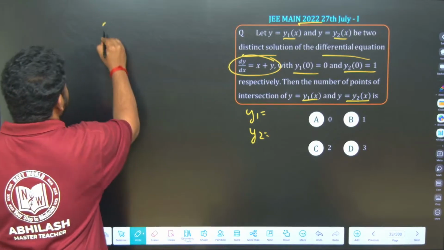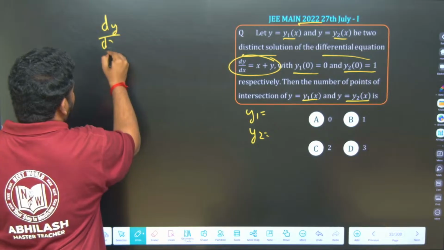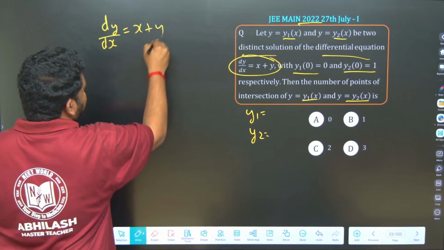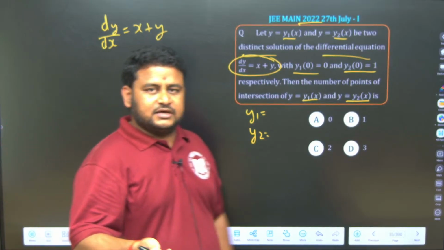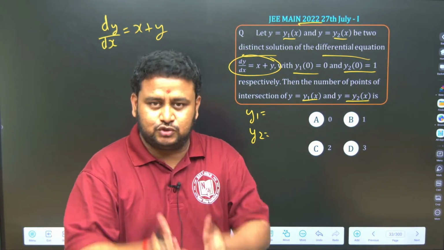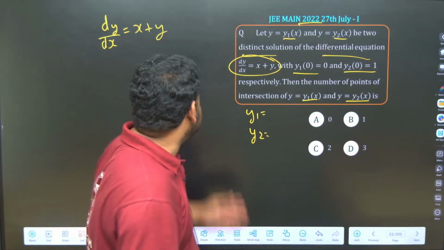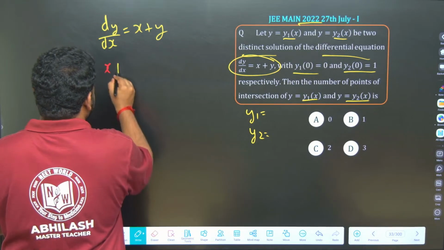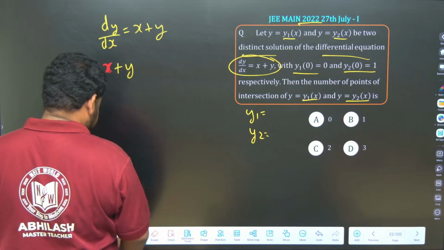dy/dx is equal to x plus y. So what should I do? I told you the condition for reducible to variable separable form: wherever you have ax plus by plus c, you should put the value of t. So here, x plus y, I will take it as t.